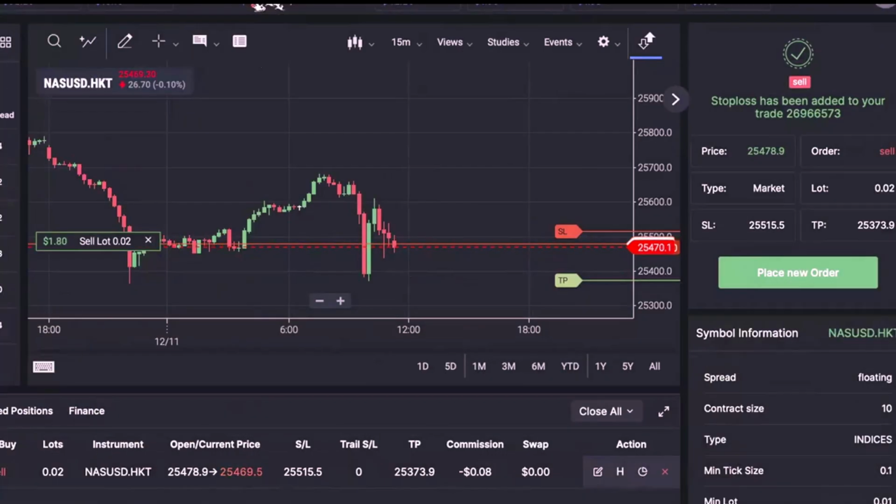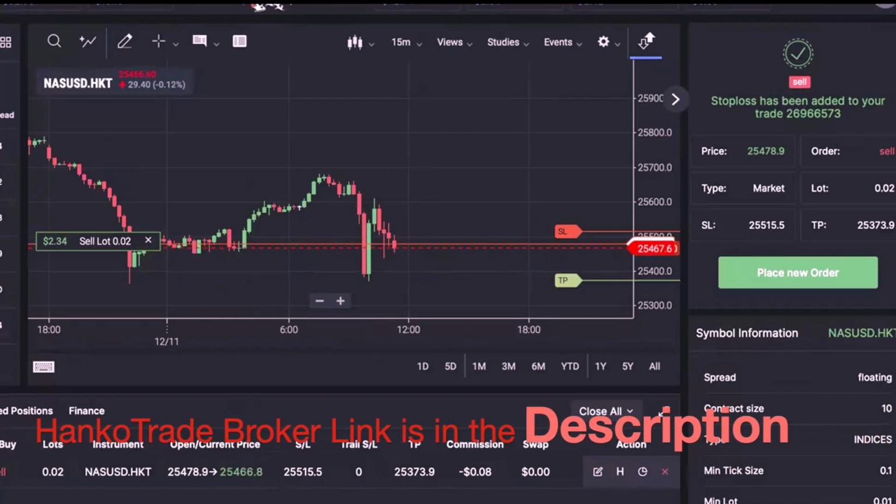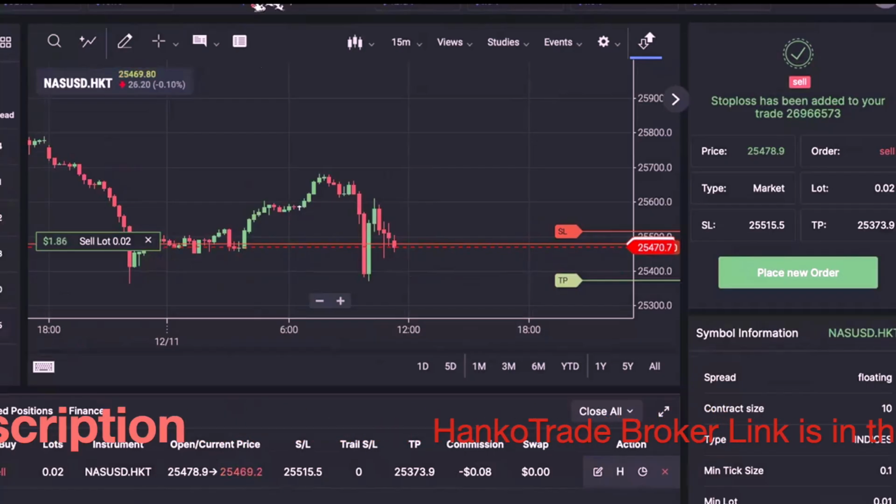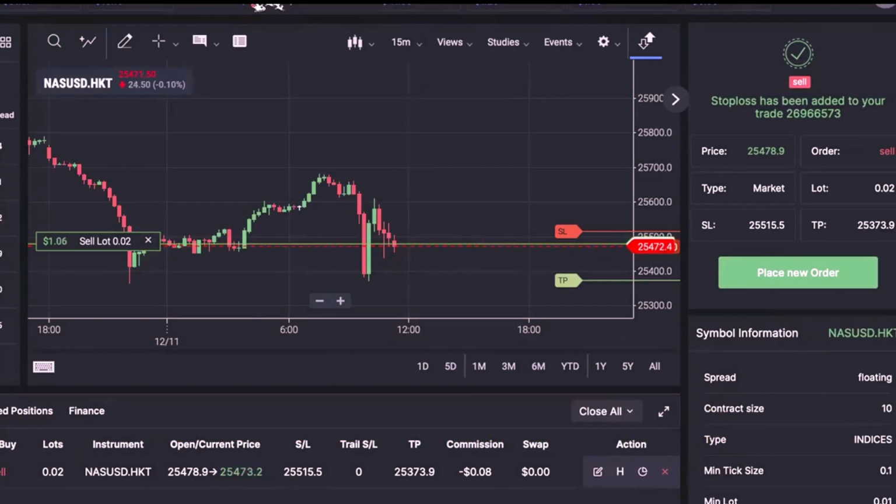This is the 15-minute time frame on our Hanko trade platform. This is a Hanko platform which allows you to put a small amount on and trade live. And as long as you set a reasonable stop loss and don't overtrade, then you can usually earn enough to pay for your next grocery run.